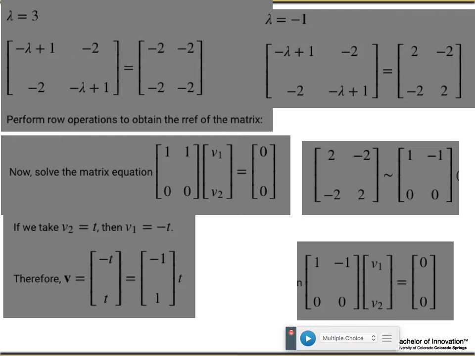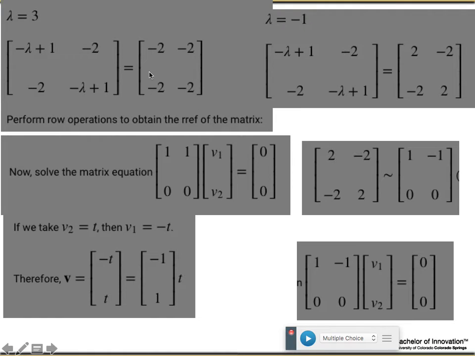So I'm going to put that back in. I take lambda and put it back in, and I get 1 minus lambda, minus 2, minus 2, 1 minus lambda. Now I put in the value lambda equals 3. 1 minus 3 is minus 2, the minus 2 just carries along, and 1 minus 3 is minus 2. So that gives me this matrix of minus 2, minus 2, minus 2, minus 2.